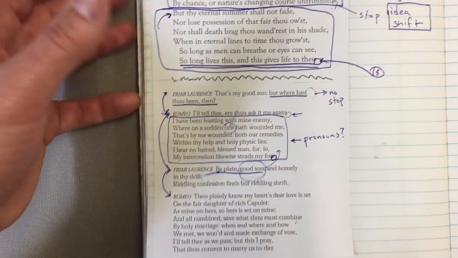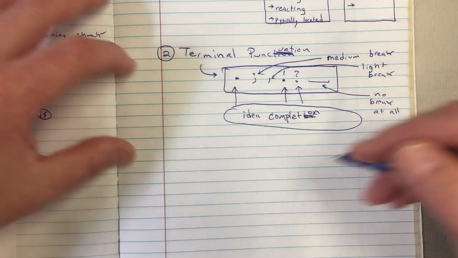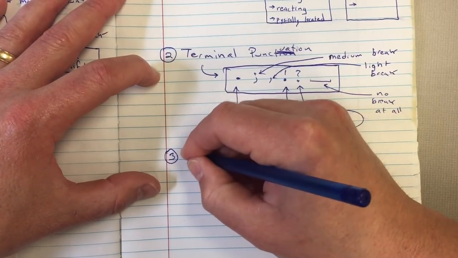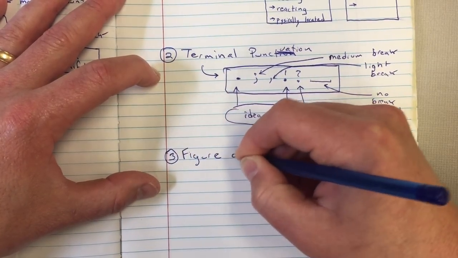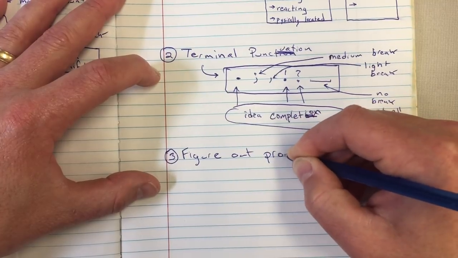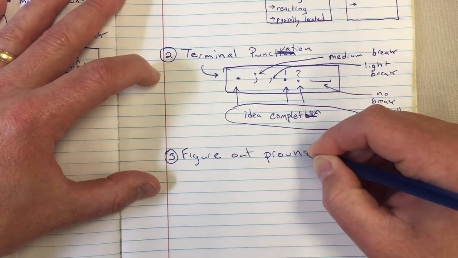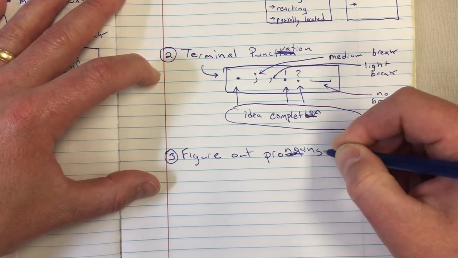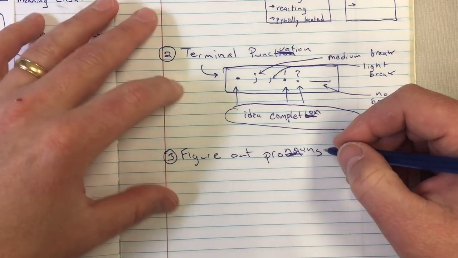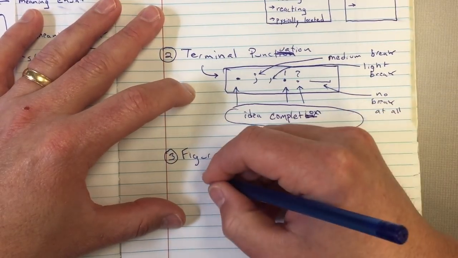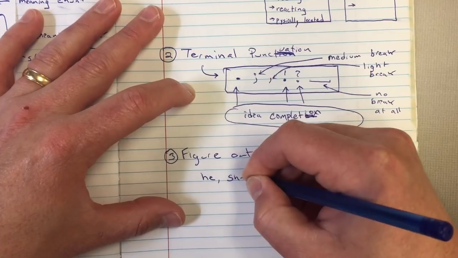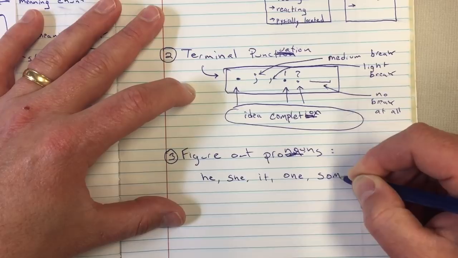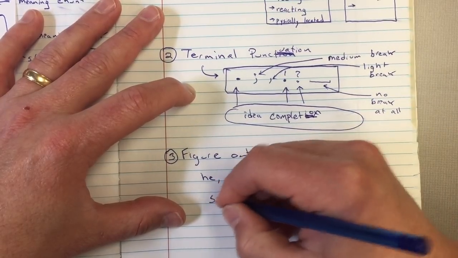So pronouns, I guess I'll do my third tip right now, which as you can guess is understand pronouns. It is figure out pronouns. And so pronouns, N-O-U-N-S, pronouns are nouns that stand for other nouns. So they are he, she, it, that one, someone, some.